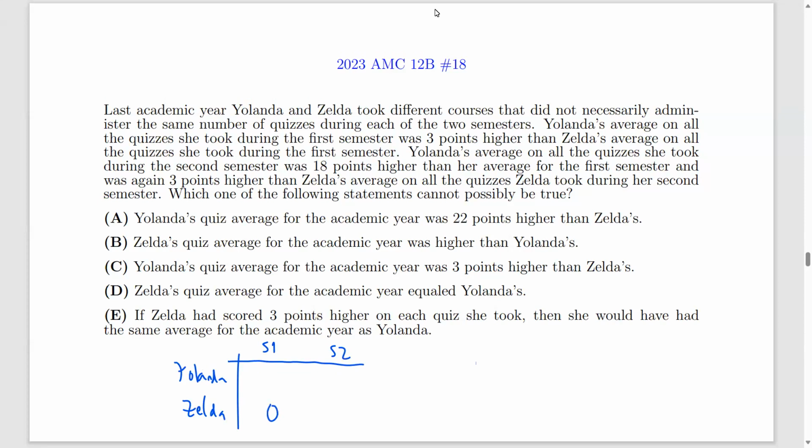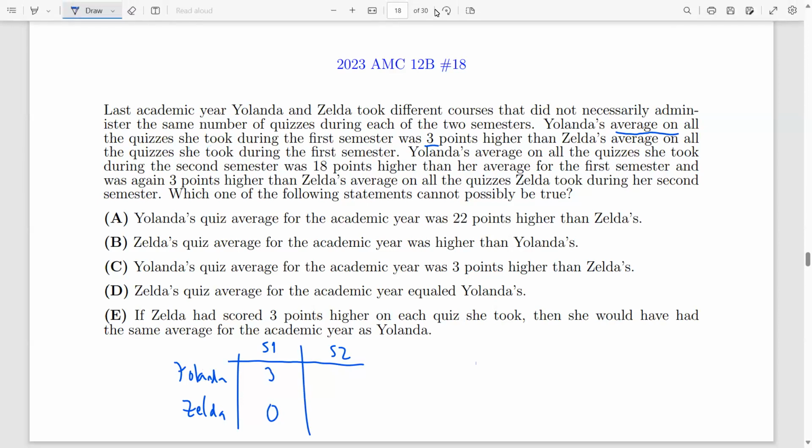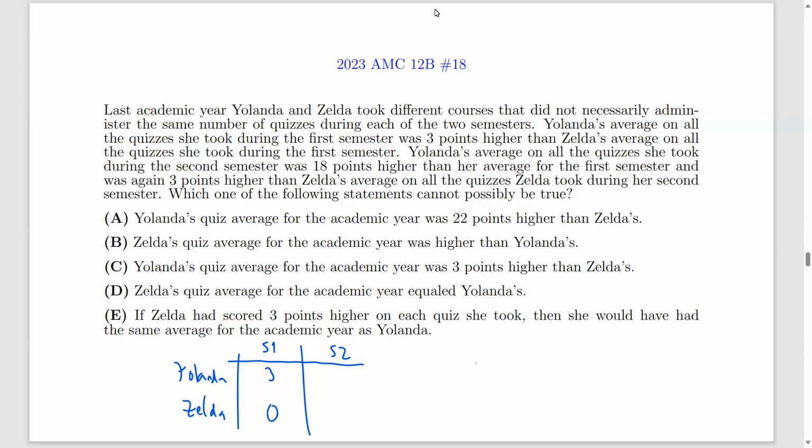So looking at the first statement, Yolanda's average on all the quizzes she took during the first semester was 3 points higher than Zelda's average for the first semester. This means that with this assumption that Zelda averaged 0, it follows that Yolanda must have averaged 3 points. Now looking at the next statement, Yolanda's average on all the quizzes she took was 18 points higher than her average for the first semester. This means that Yolanda averaged 21 points during her quizzes in semester 2.